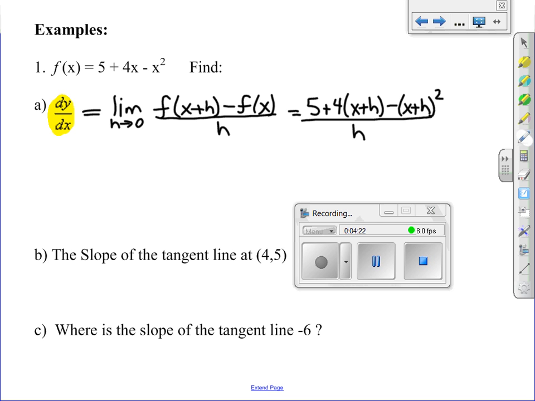Look at that, I already forgot my limit expression in there. There should be limit as h approaches 0. And then we simplify.